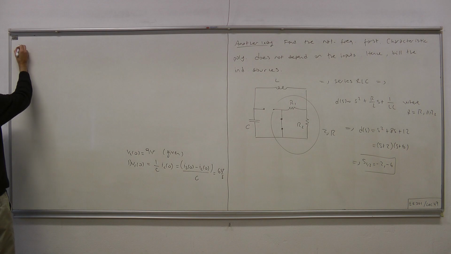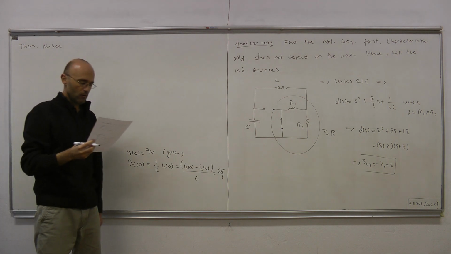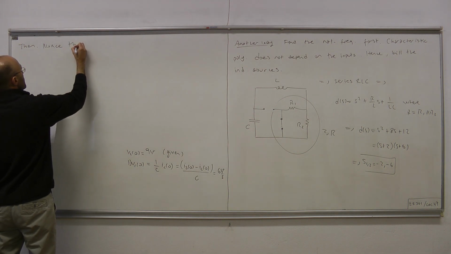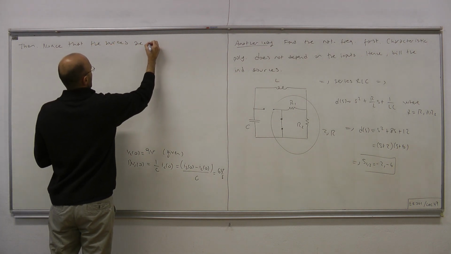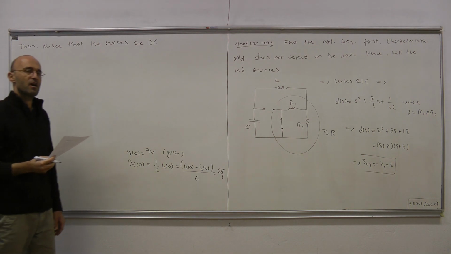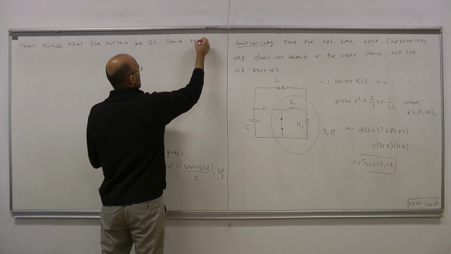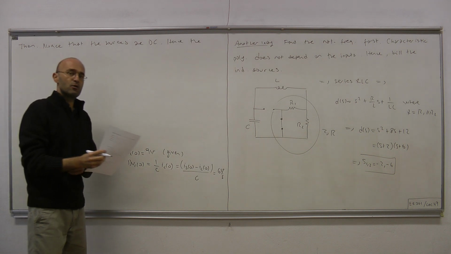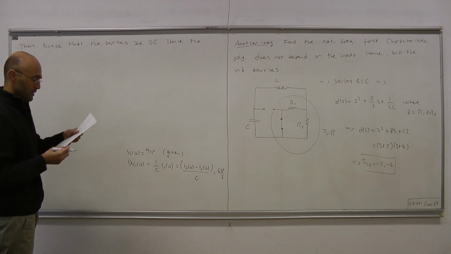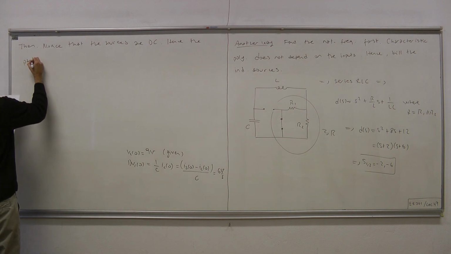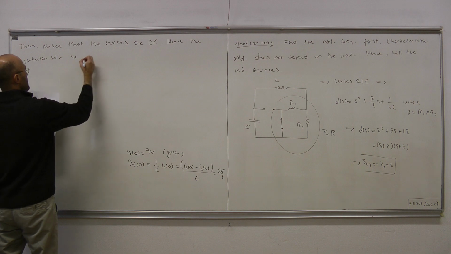Okay, then what? We also have to note the following. Notice that the sources are DC, meaning that they are constant. We have a constant current source and a constant voltage source. Hence, the right-hand side of our differential equation must be constant. Or the particular solution must be constant. Hence, the particular solution Vp will be constant.